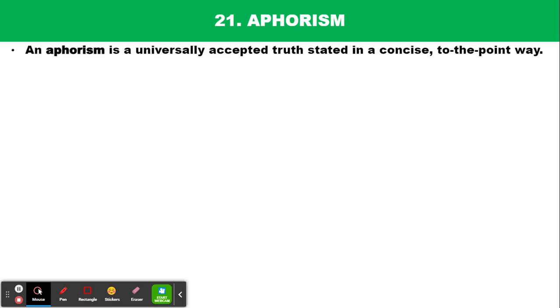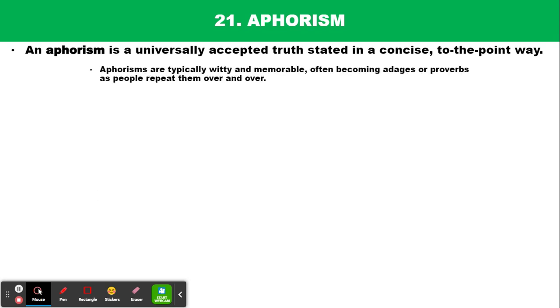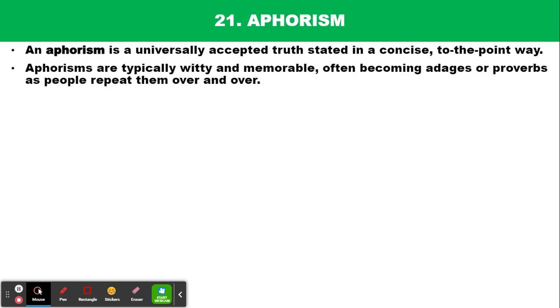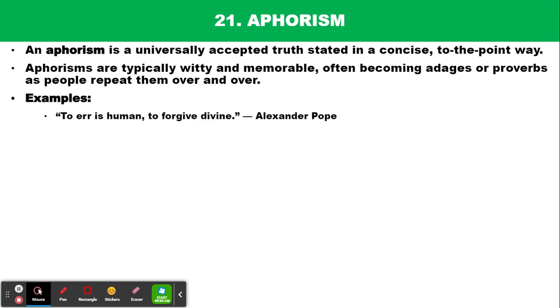Then number 21, aphorism. An aphorism is a universally accepted truth stated in a concise, to the point way. Aphorisms are typically witty and memorable, often becoming adages or proverbs as people repeat them over and over. Well, they are wise sayings, okay? For example, to err is human, to forgive divine. This statement was made by Alexander Pope.